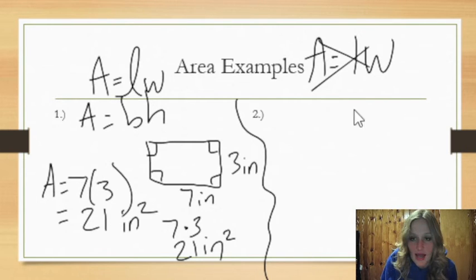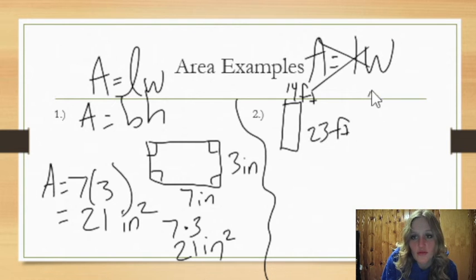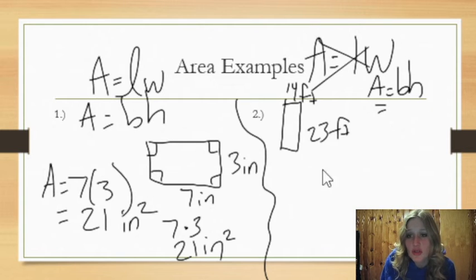Let's say we have, I'll go like this. I'm going to make this one smaller so I have more workspace. This one's 14 feet, and then I'll say this is 23 feet. So the first thing you always do is write your formula. A equals base times height. And my base, oh no, Miss Nolte, which one's my base?